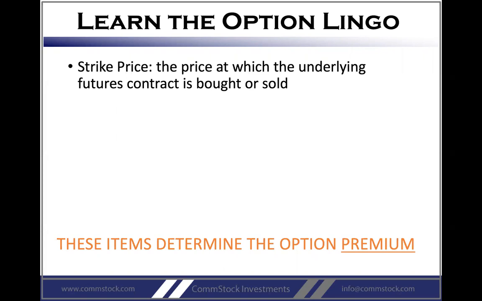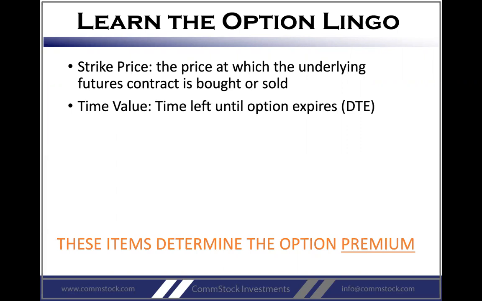But the items that make up the price premium for that option are like the strike price. Of course, the strike price is what specific price in the underlying futures contract that you're identifying to put a floor in the case of a put option. And so if it's well in the money or well out of the money, that's going to have a huge difference in what the price premium is going to be.